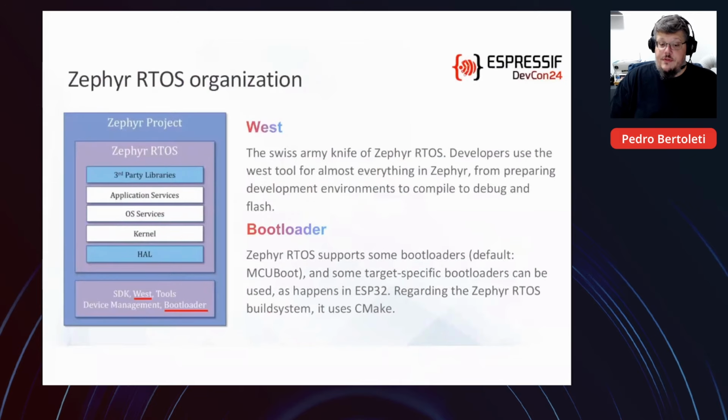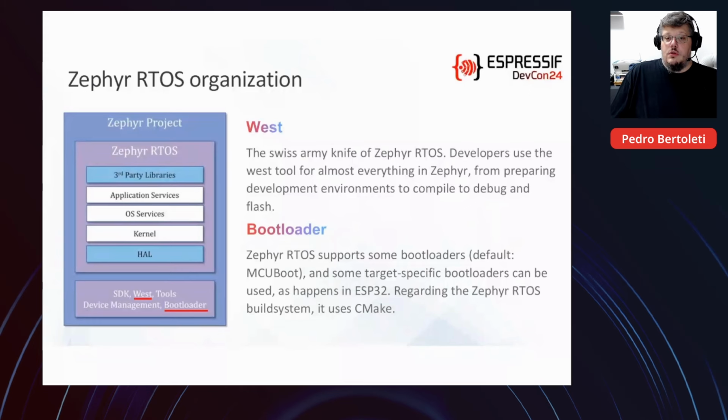The first thing to learn regarding Zephyr organization is this block diagram, as you can see on the left side of the screen. This block diagram shows on its upper part the most common components of Zephyr RTOS. That is a collection of third-party libraries, application services, OS services, the kernel itself, and HAL. And on the lower part of this diagram, you can see some specific tools that Zephyr RTOS makes use of to enable developers to make applications and solutions using Zephyr RTOS.